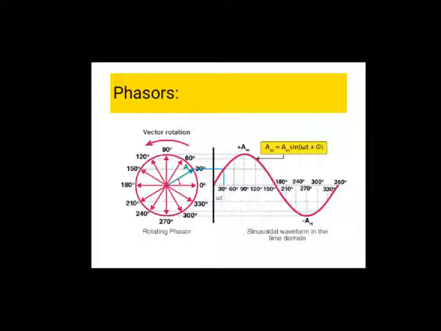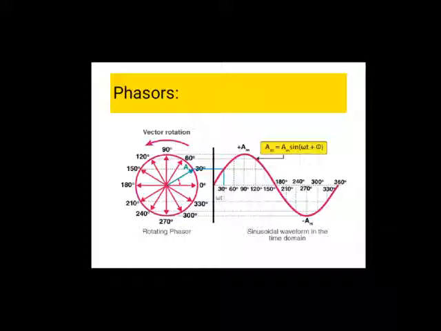A phasor rotates in the anti-clockwise direction with its period equal to the period of the AC quantity. That means the phasor takes a time period equal to the time period of the alternating current or alternating voltage. The length of the phasor represents the peak or amplitude of the AC quantity.